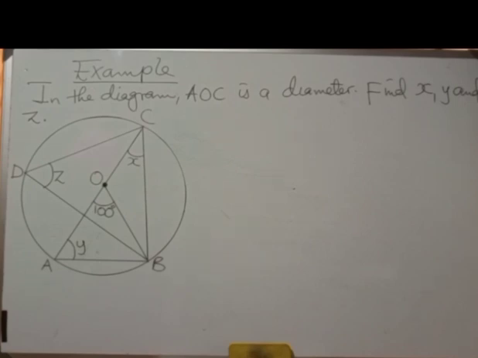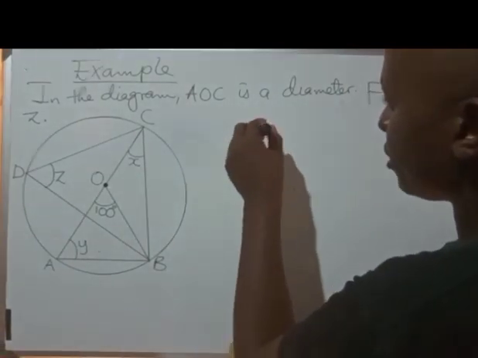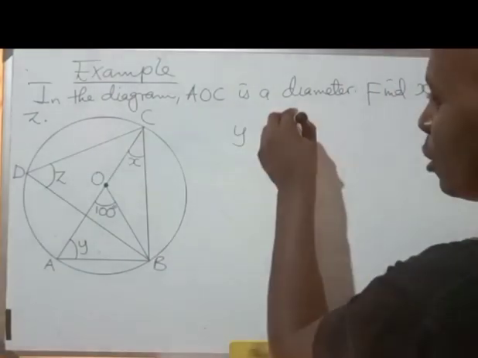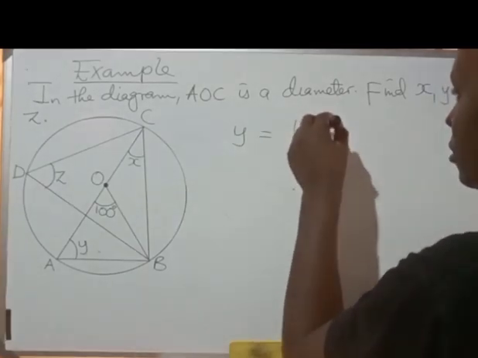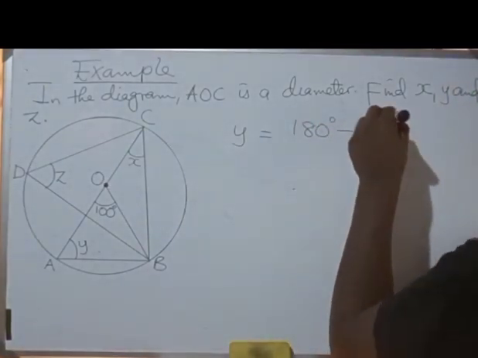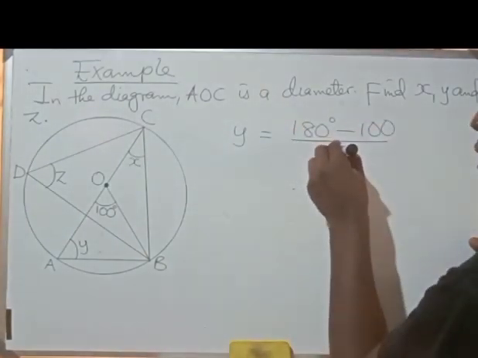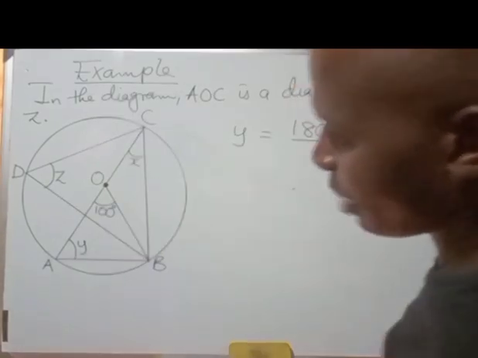We'll start with which one? X or y? Let us start with y. How do we find y? We are going to say y is equal to 180 degrees minus 100. Then whatever we get, we are going to divide it by 2.